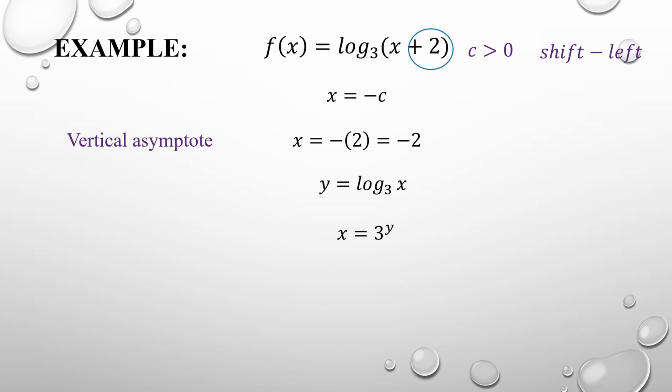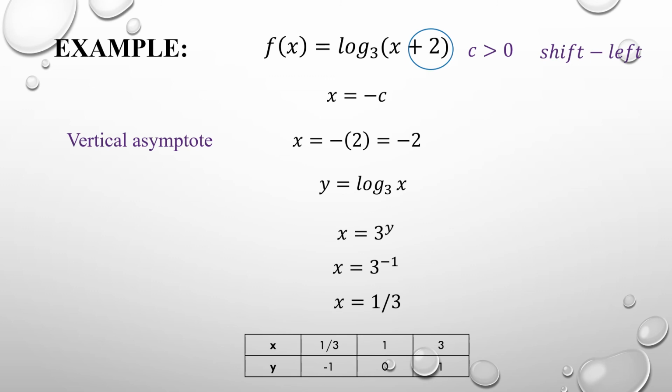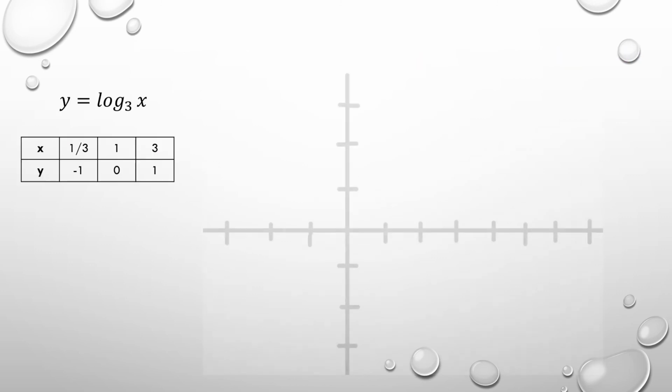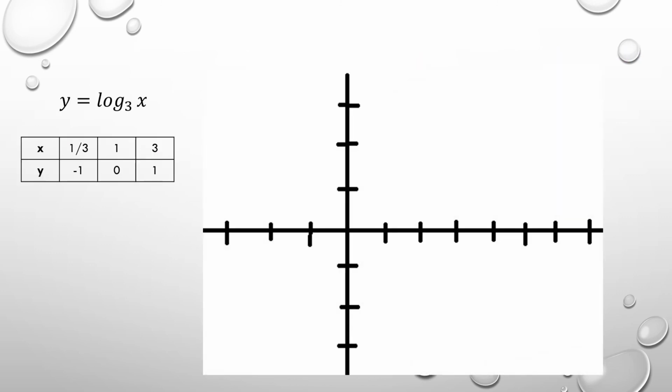Same process. Mag-substitute tayo ng y values para makuha ang x. Let's say negative 1. So, meron tayong x is equal to 3 raised to negative 1, and that will be equal to 1/3. So, consider tayo ng tatlong points sa ating parent function. I-graph natin ang ating parent function. We have (1/3, negative 1), (1, 0), and (3, 1). At ito ang ating parent function.